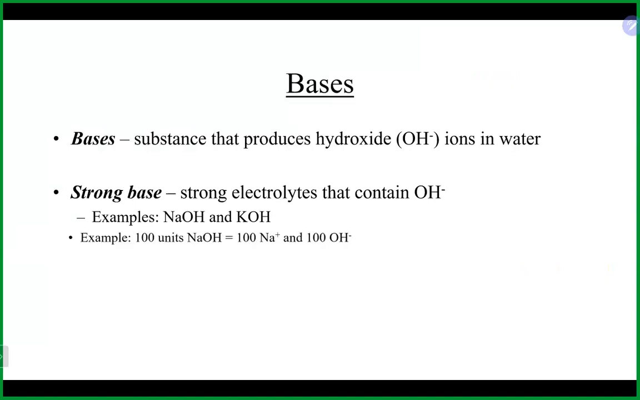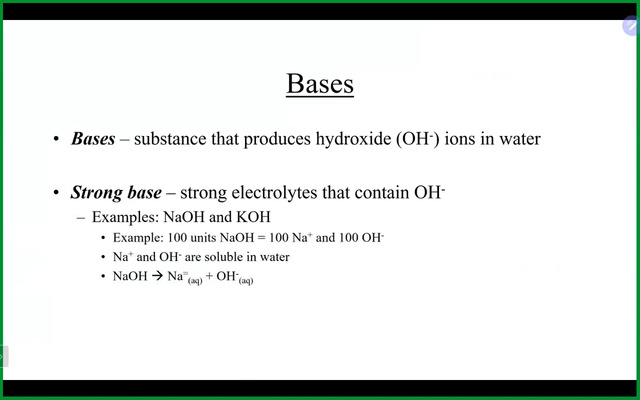Bases are things that have the ability to produce hydroxide in solution, which is OH-. It's the same idea as the acid. It is the ability to produce OH- in solution. And things that are strong bases are strong electrolytes, like sodium hydroxide and potassium hydroxide.